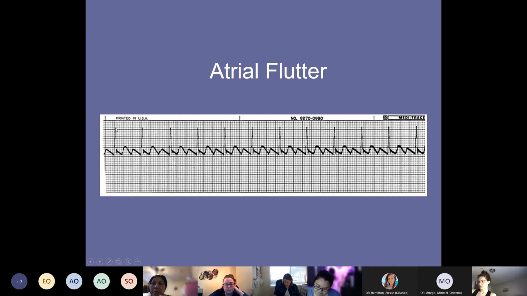So remember that these are typically regular and they have a sawtooth feature. That's not the right word for it. I don't want you to think it's a feature. They have a sawtooth appearance.